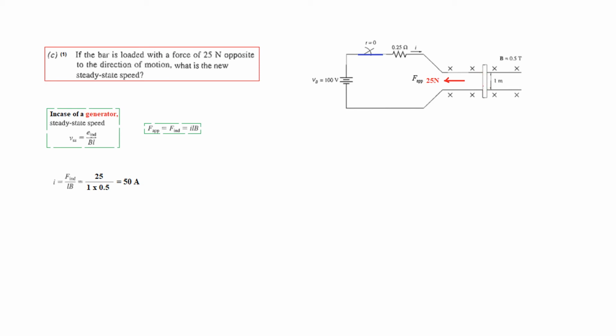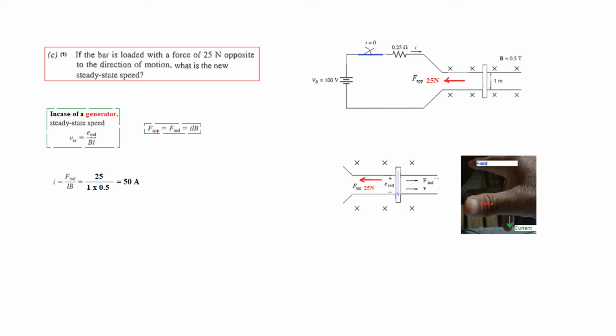Now, what is the direction of this current? For this, we have to go to Fleming's right-hand rule, because that right-hand rule is for the generators. So if you see this force is on the left, our thumb is pointing towards the left. The magnetic field direction is into the page, so the second finger is pointing into the page, and so the middle finger is pointing down. That means the current is flowing down. So this is the direction of the current.